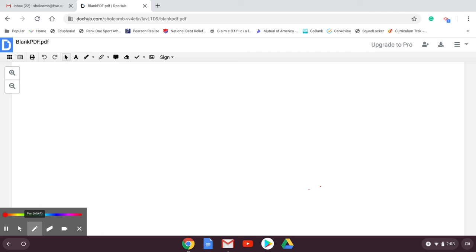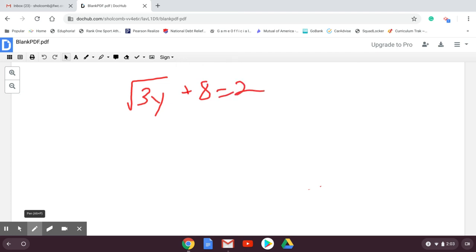All right, so let's try this problem. We get the square root of 3y and then plus a regular 8 outside the square root is equal to a 2. All right, so we've got a single radical. We want to get it by itself on the left and then square both sides, right? So minus 8, minus 8. And we end up with the square root of 3y equals negative 6.